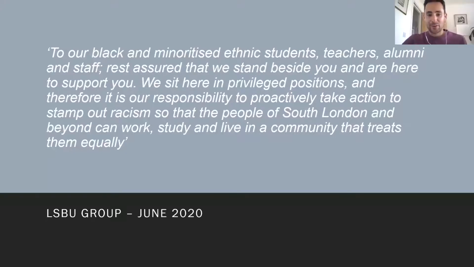So just to start us off, I got a quote here from the senior leadership team at LSBU, who issued a statement back in June of 2020 following the murder of George Floyd to show the solidarity for the Black and minoritized ethnic community that we have here at LSBU. And that includes our students, teachers, alumni, and staff. And they have ensured that LSBU is focused on equalising the opportunities that we provide here at LSBU, and that very much includes practice learning.